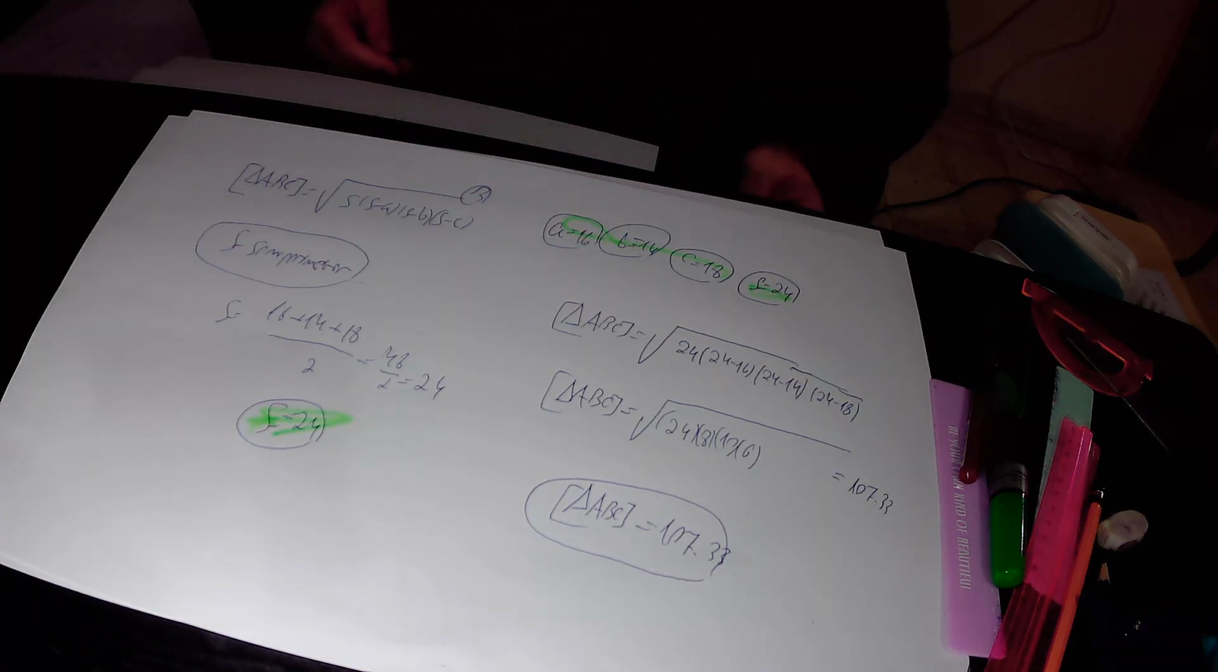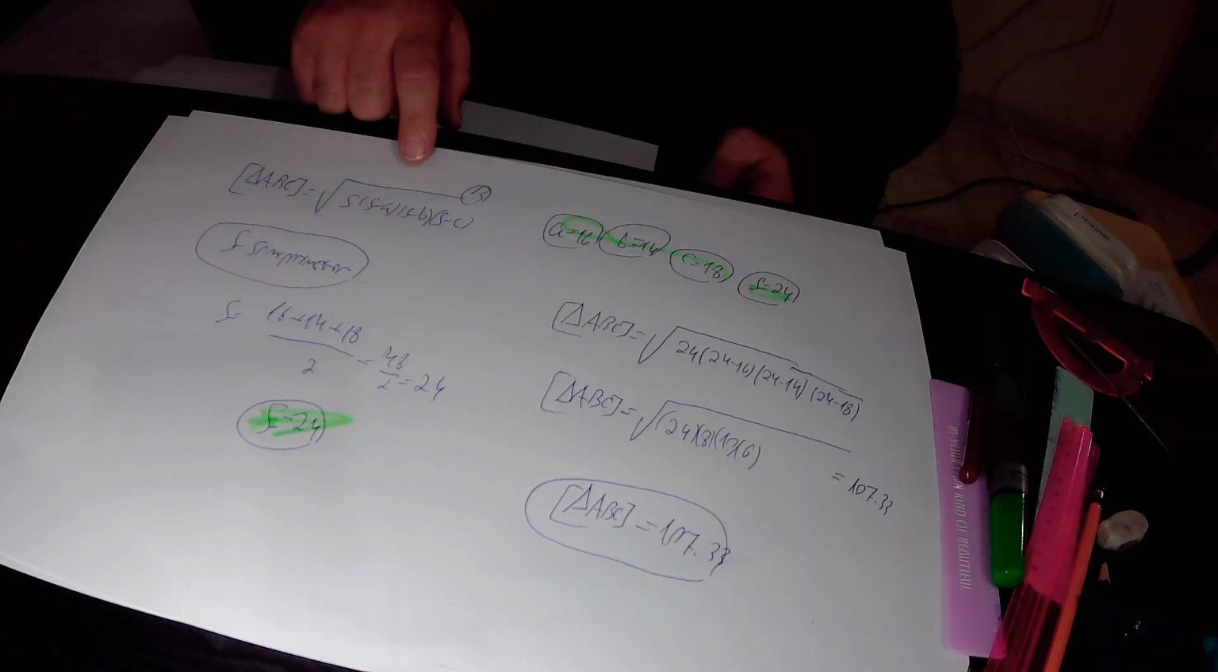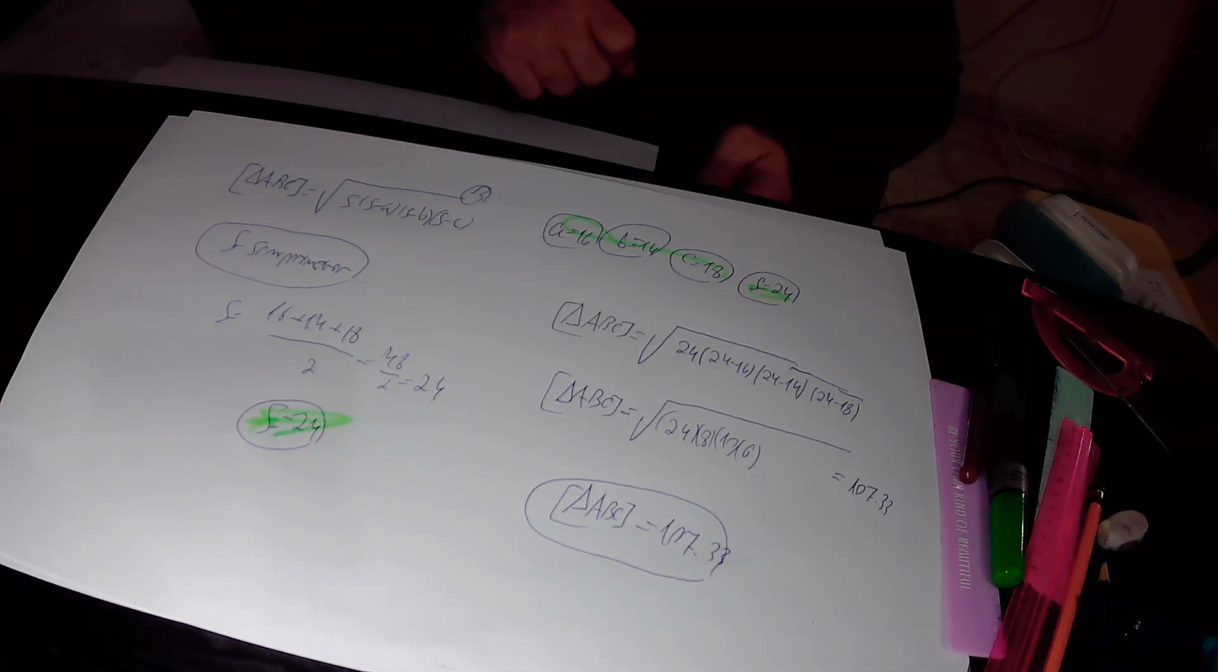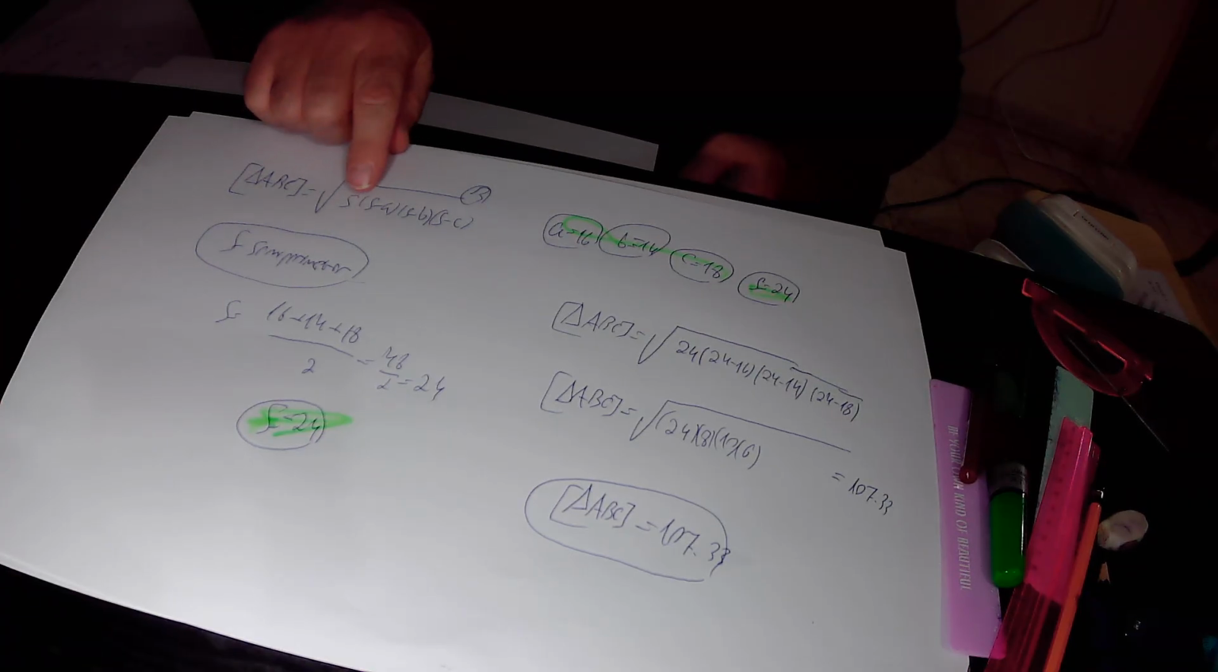The new formula says that the area of any triangle ABC, it could be any triangle, is equal to the square root of S times S minus A times S minus B times S minus C. S is the semi-perimeter of triangle ABC. The semi-perimeter of any triangle equals the perimeter over 2. The perimeter of triangle ABC equals the sum of the sides of triangle ABC.